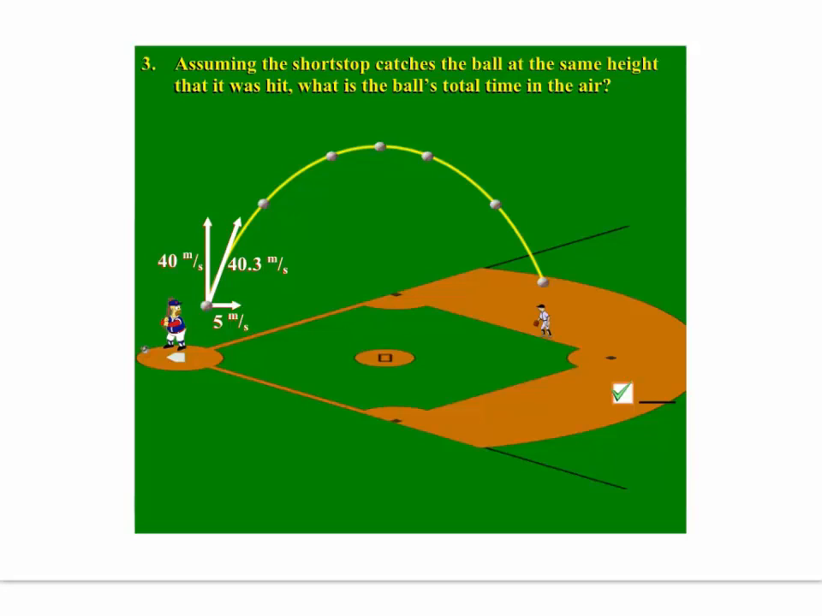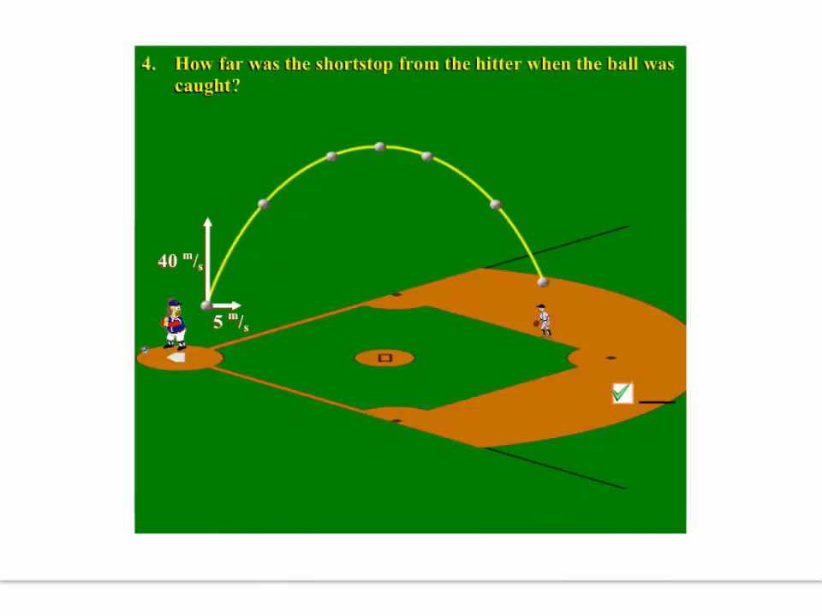Or you could actually show your work, and we could plug into a displacement equation here or an acceleration equation, but instead you can also just make it simple and show that you have 4 seconds go up, 4 seconds go down, they're equal, the time up and down, and then add them together, you get 8 seconds total.